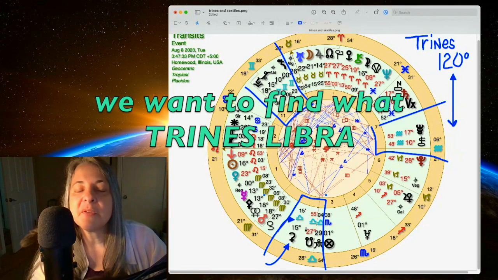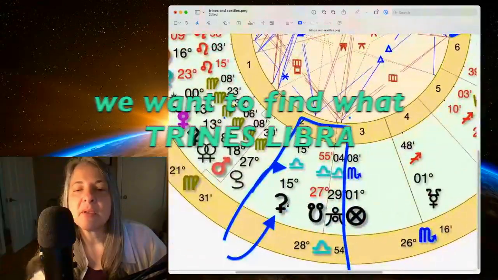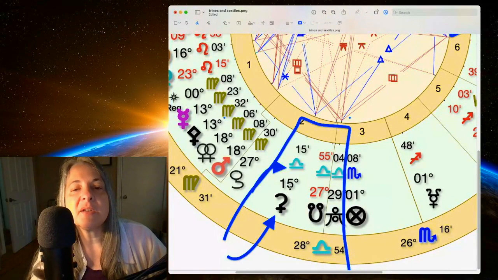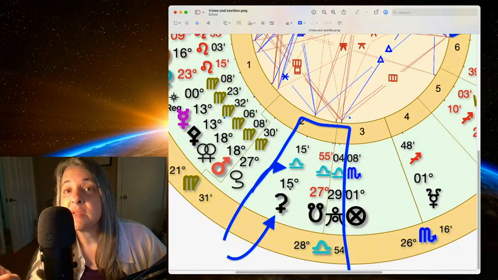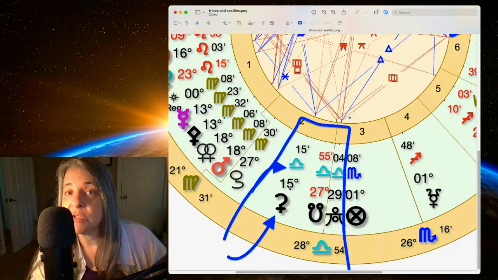We're going to be looking for the 15 degrees. So we're going to look for 15 degrees in Aquarius and 15 degrees in Gemini.